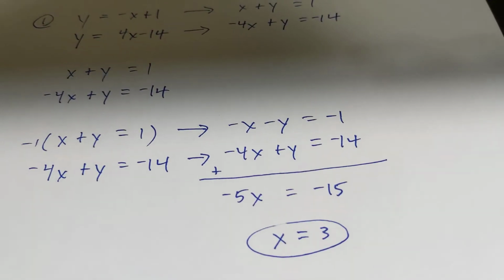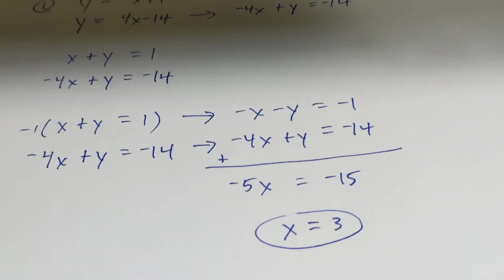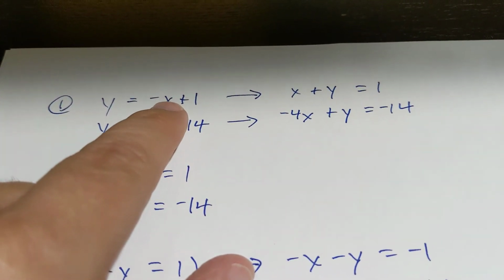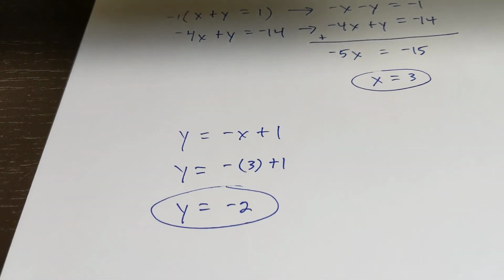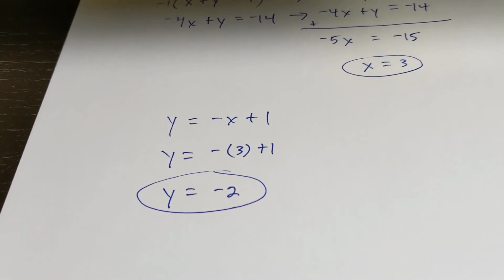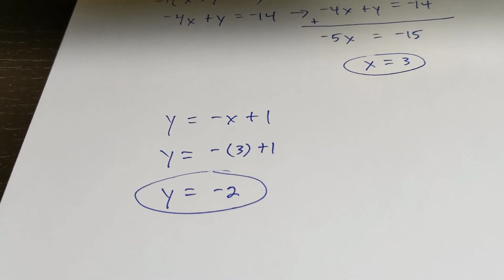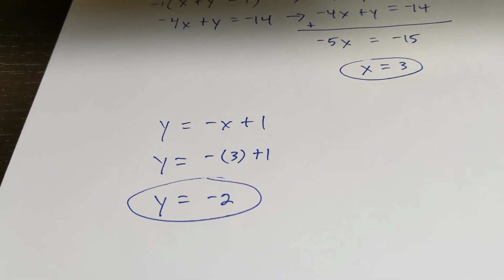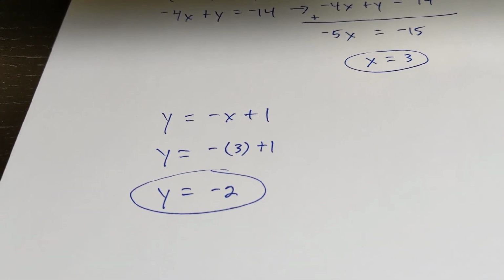And all I need to do to find the y value is to take that and put it back into one of these original equations. So what I did was I put it in that top one and got negative 2. So take a peek at that. I put the 3 in x's place. Notice how I did that in parentheses there. So negative 3 plus 1 is negative 2.